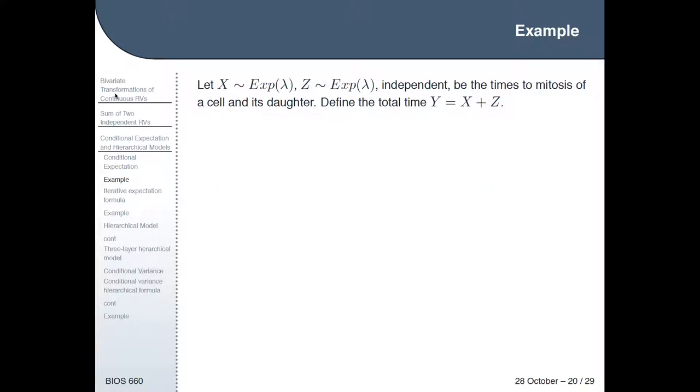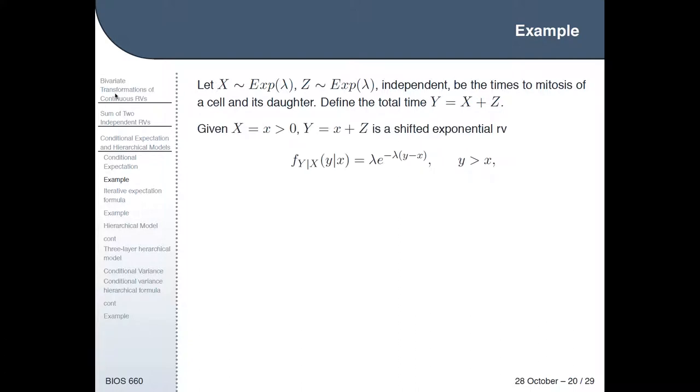So anyway, an example of this, say you're doing a biology example. You have a cell, it takes a certain amount of time to undergo mitosis, which basically means that it splits in half and creates two daughter cells. So you wait a little longer and then one of the daughter cells divides. And so obviously the total amount of time for both the first cell and its daughter cell to divide will just be x plus z, and we'll just assume that x and z both have an exponential distribution.